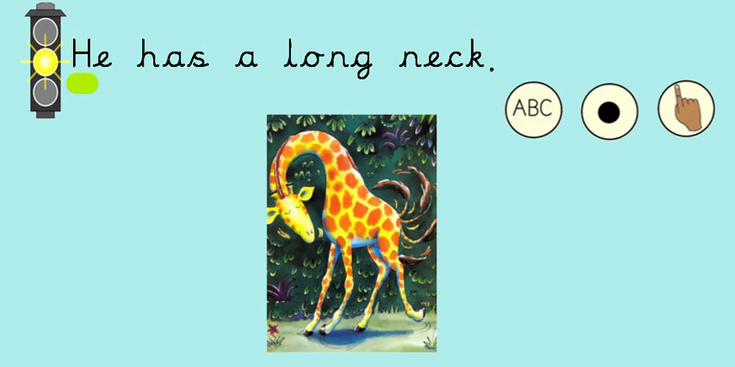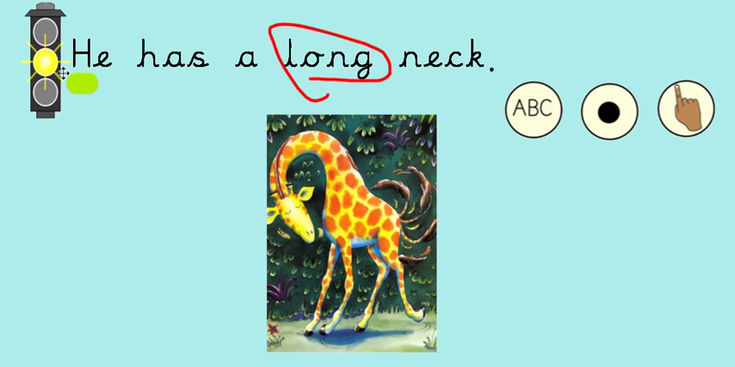Brilliant. So, if you are choosing Amber Challenge today, you're going to write a sentence about Gerald using an adjective. This is my adjective here. I've got long to describe his neck, haven't I? He has a long neck. Okay, so you're going to write your sentence and you're going to check. Has it got a capital letter? Has it got a full stop at the end? And have you remembered your finger spaces? Off you go, Amber team. If you're choosing Amber Challenge, don't forget to take a photograph and send it in so I can see. Enjoy!